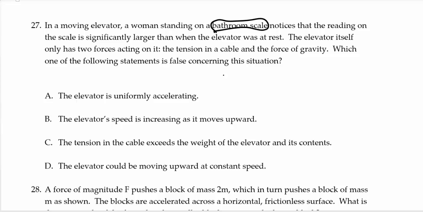So let's continue reading. The elevator itself has only two forces acting on it, the tension in the cable and the force of gravity. Which one of the following statements is false concerning this situation? A, the elevator is accelerating uniformly. That is true, but they haven't mentioned the direction. It could be accelerating upward, which will be true. But if it's accelerating downward, it will not be true. So that was a trick one. B, the speed is increasing as it moves upwards. That is true. It's accelerating upward, meaning that the magnitude of the velocity is increasing upwards.